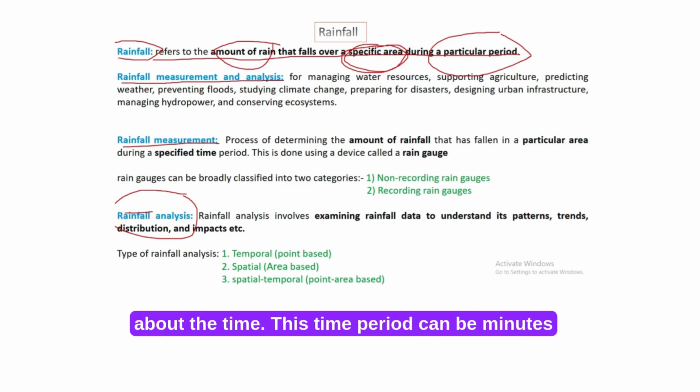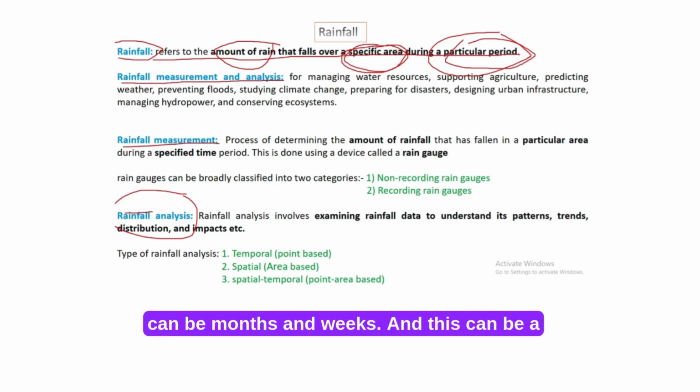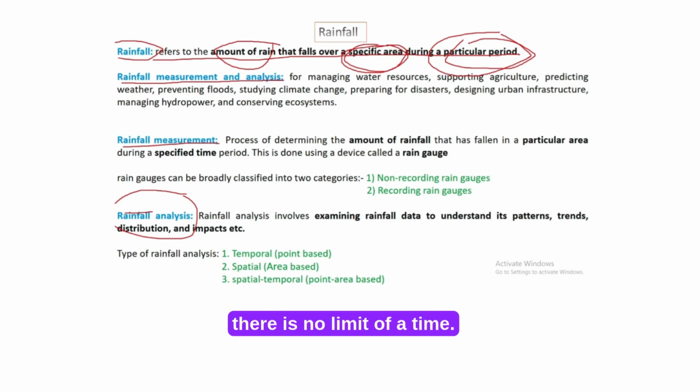And about the time, this time period can be minutes to decades. This can be an hour, a day, months and weeks, a year, or decades. So there is no limit of time.